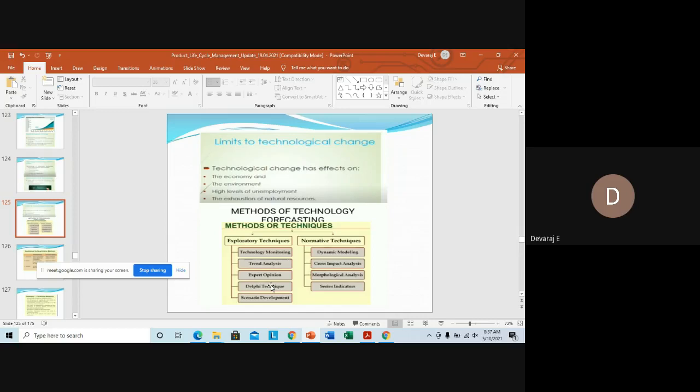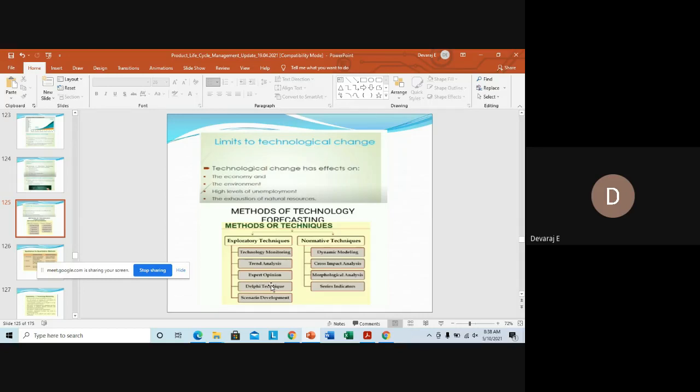You can use any technique, but you should know what it is. If you say technology monitoring, you should know what that is. If you tell a CEO that you're using trend analysis, you should know the concept: what is trend analysis, and what are you going to do for the product. You should always know that all these techniques will be used for product design and product development.